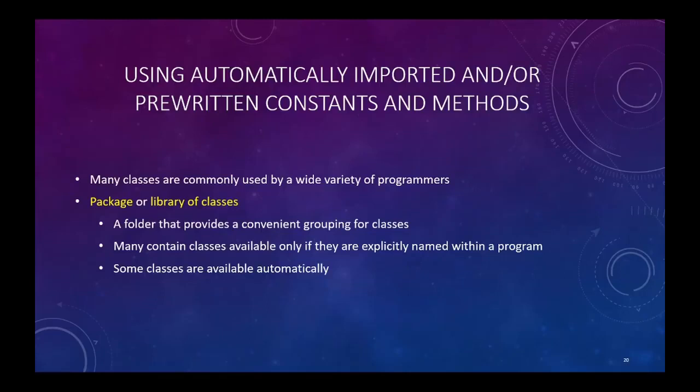One of the benefits of Java is the ability to have pre-written code available to all programmers. There are a ton of classes available that programmers are commonly going to use. Typically, these classes are grouped together somehow. This grouping of these classes is called a package or a library of classes. There are 2 types of packages, a fundamental class package or an optional class package. Fundamental classes are implicitly imported into every single program and are available at all times. Optional classes are only available if you explicitly name them in the program.